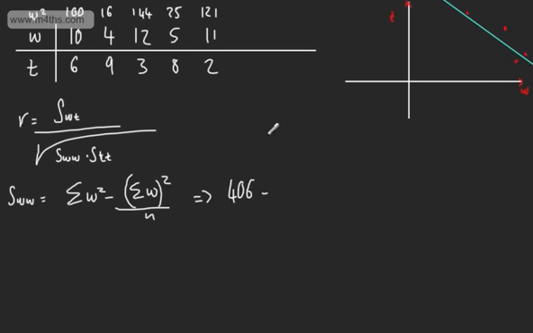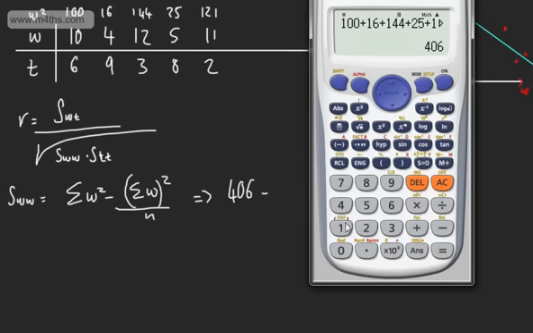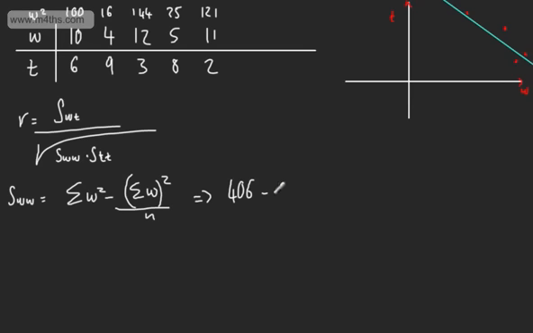Now we're going to subtract away. So this time, let's just sum this. And I'm going to actually sum it because I'm going to use this later. 10 plus 4 plus 12 plus now the 5, so plus 5 plus 11. So that's going to give me 42. So what I'm just going to do is put here now 42 squared.